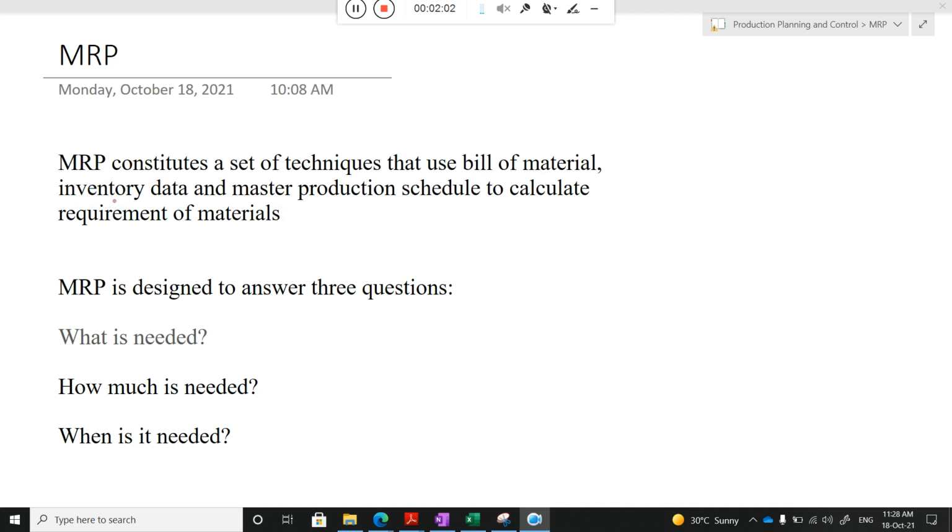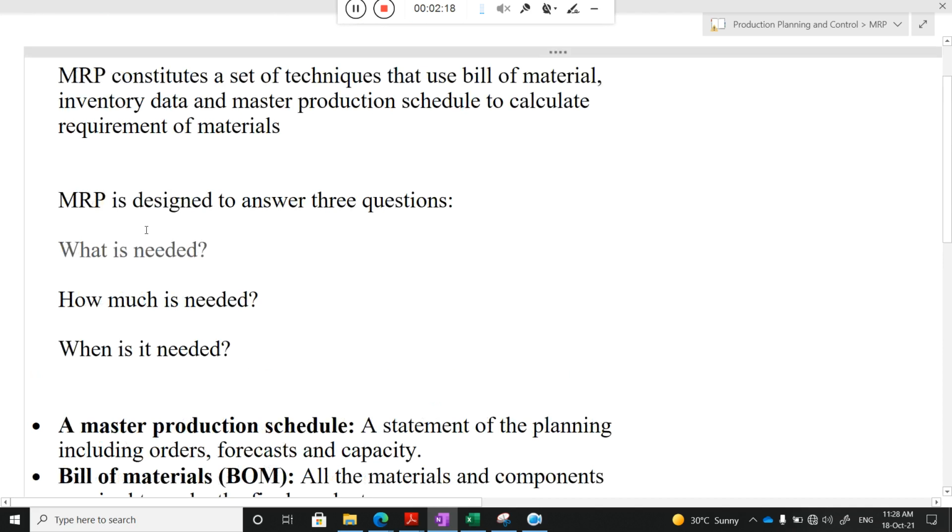How to do the material requirement planning for each subcomponent, sub assembly, and assembly, that we will discuss. We will try to solve one numerical, so you will understand. Why do we actually need it? The MRP, material requirement planning, addresses three things: what is needed, how much is needed, and when it is needed. You can easily identify these three things when you have MRP in your industry. You can easily identify what is actually needed.